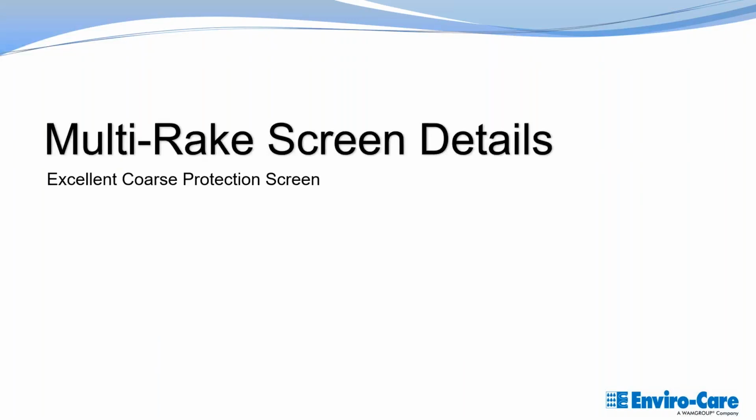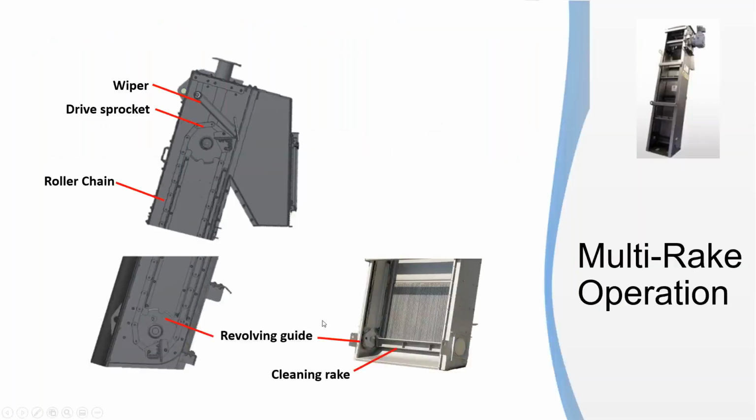So moving into what these screens actually are, I've talked a bit about their applications, their performances, but how do these things work? Well, I'll get into the multi-rake here. It's an excellent porch protection screen. You'll see that there's a bar field down in the bottom that's going to be in the flow itself. The flow is going from the left to right here. You'll have a chain that rotates around counterclockwise with rakes periodically on them to clean the bars. So as the rake comes around, you'll be picking up debris from the bars, bringing it up to the top where a wiper is going to wipe it off. And then the material is going to be dropped down into a screenings dumpster, conveyor, or washer compactor.